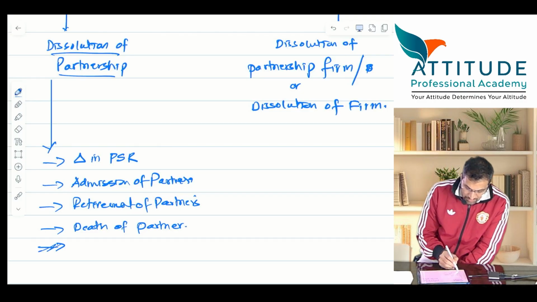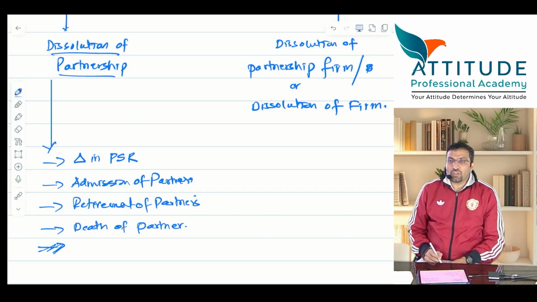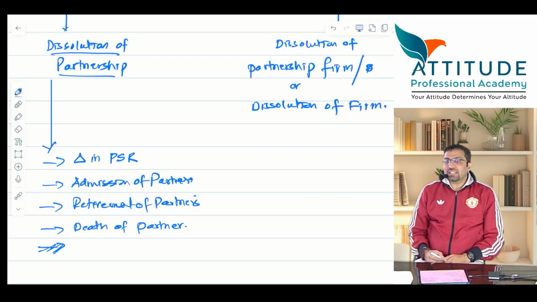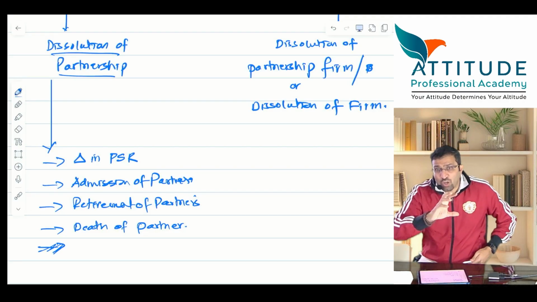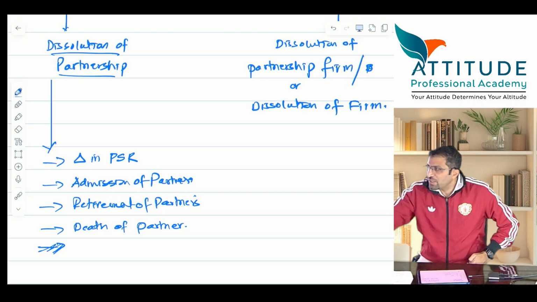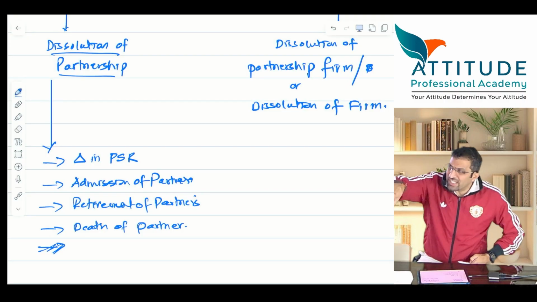Okay. So these are all examples of dissolution of partnership. Is that clear? So what do you mean by dissolution of partnership? Dissolution of partnership means change in the constitution of the firm.